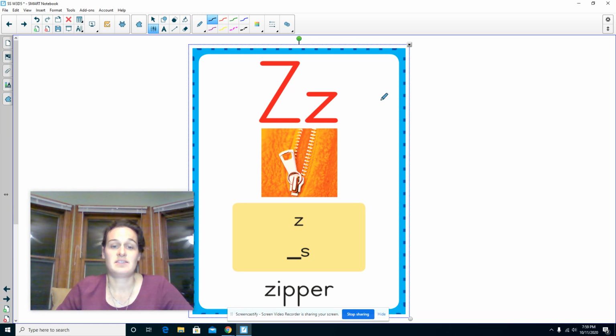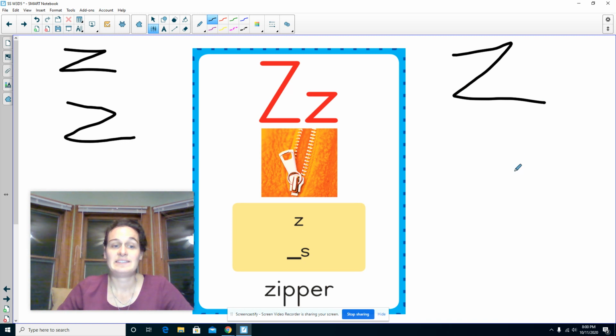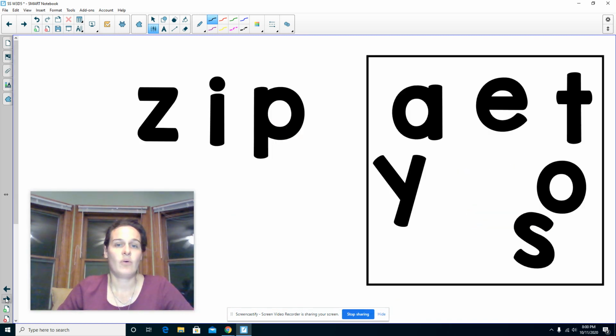Now this is the zipper sound spelling card, and the sound Z is spelled with the letter Z. Say that with me. Z. Now you hear that again in that word zipper. I'm going to write the letter Z, and as I write Z, you need to say Z. Z. Z. Z. Z.